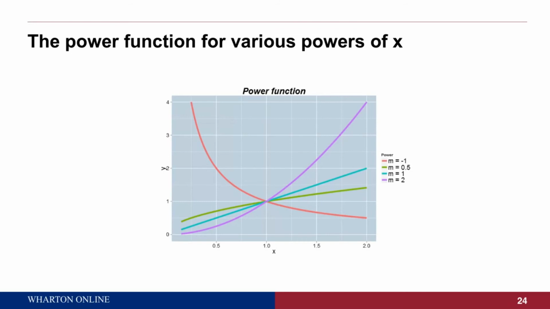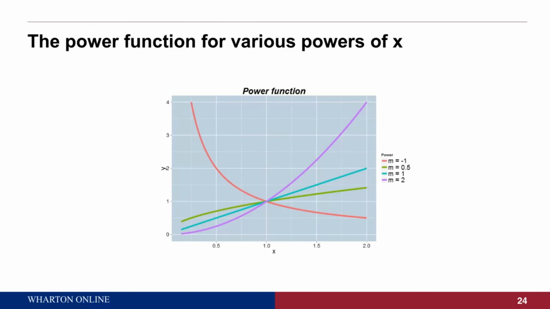And you can have fractional powers of m. You can have m equal to 1/2, which is known as the square root. You can even have negative powers of m. M can equal -1, for example, which would give you the graph of 1/x, the reciprocal. So we can have various values for m, and they will create different versions of the power function.